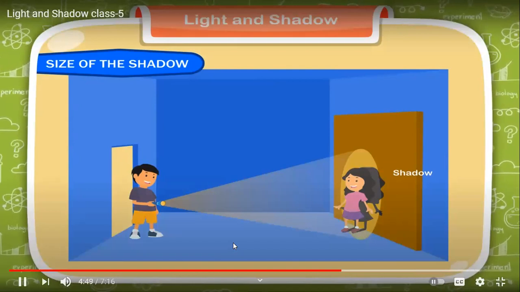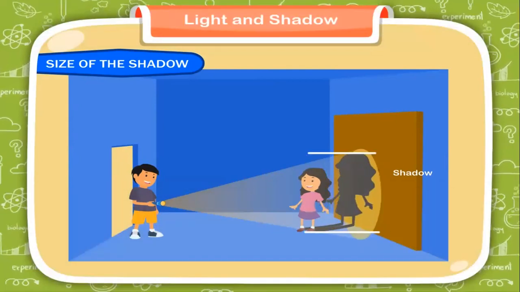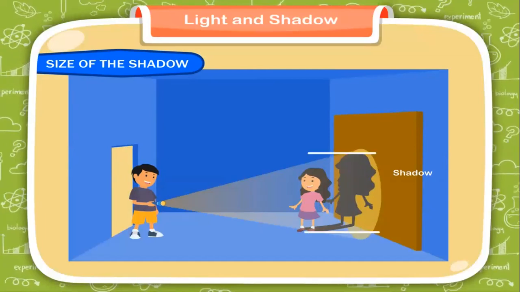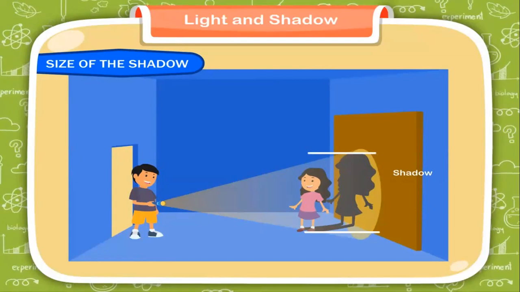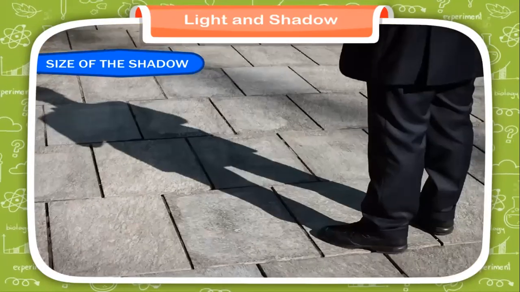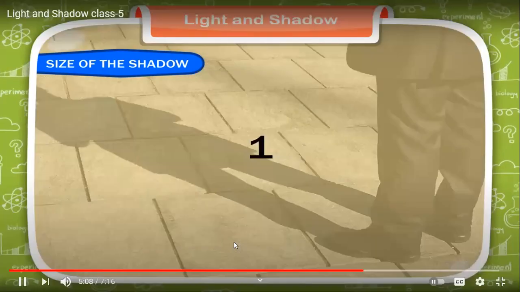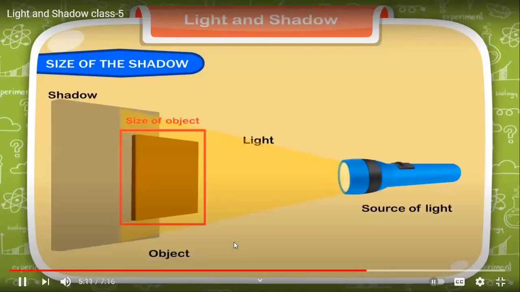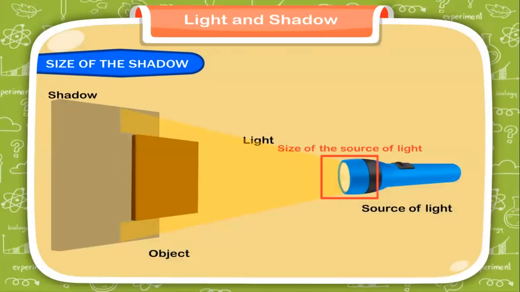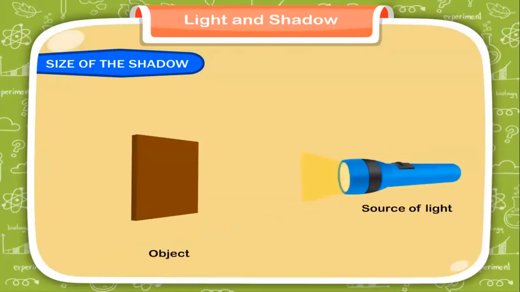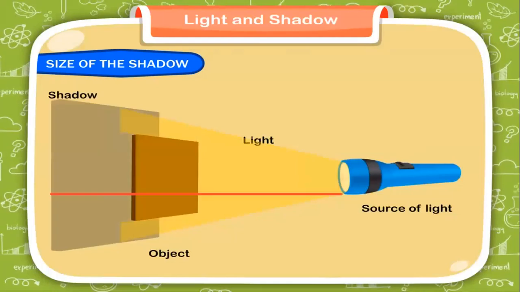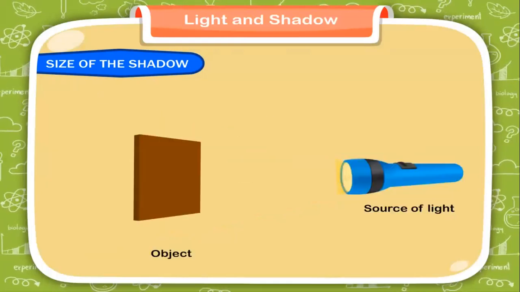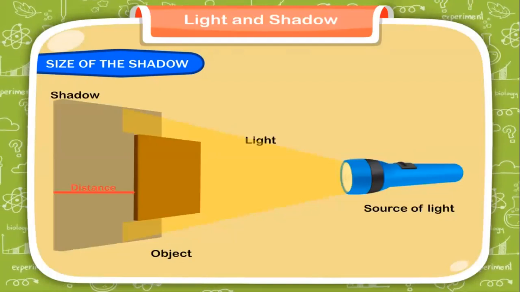Now, ask your brother or sister to slightly move forward from the cardboard screen. What do you observe now? You can see the size of the shadow is larger than the size of your brother or sister. The size of the shadow depends upon these factors. 1. The size of the object and the size of the source of light. 2. The distance between the source of light and screen. 3. The distance between the object and screen.